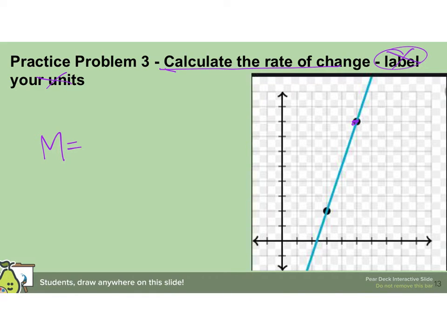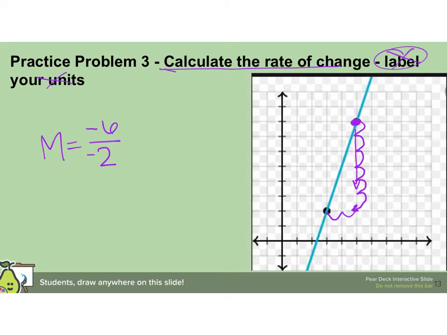So if I start with this top point, my numerator is how far up or down I'm going. I have to go down to get to my next point. How far? Nothing's labeled, so we're going to say they're counting by ones. So we go down 1, 2, 3, 4, 5, 6 to get to the right line. So that's down, so that's -6. And then I'm moving to the left, 1, 2. So left is also negative.